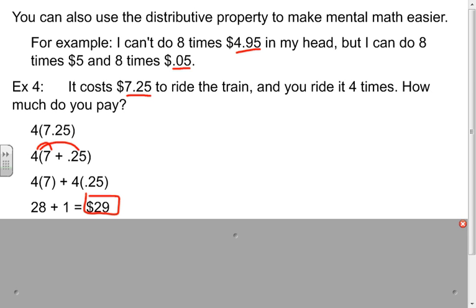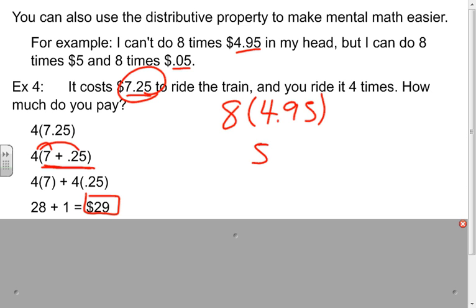The key with these mental math problems is to write whatever you started with as 2 pieces inside parentheses. If I was going to look at the example I did before, I can rewrite 4.95. 4.95 is the same thing as $5 minus a nickel. And then I can distribute the 8. The whole key is rewriting that piece so that there's 2 parts to it. Okay?